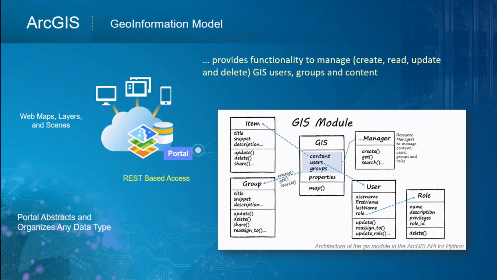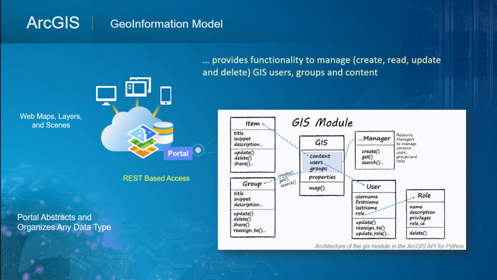I think the first thing, maybe one last thing. I know, not a lot of slides, we're going to jump into the demos, but one thing that I think is important to understand as you work with the API is the ArcGIS information model, or what we call the portal information model or the geo information model.